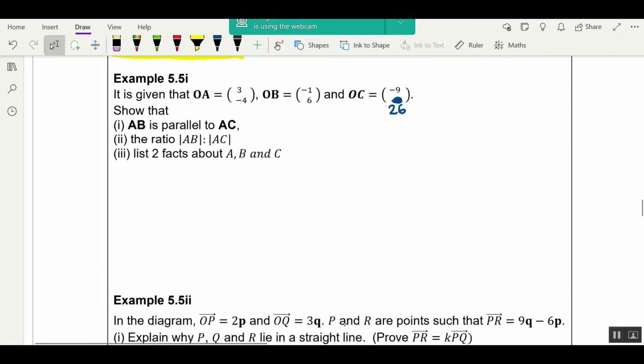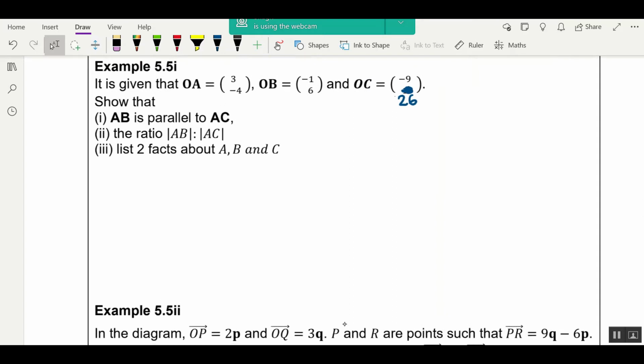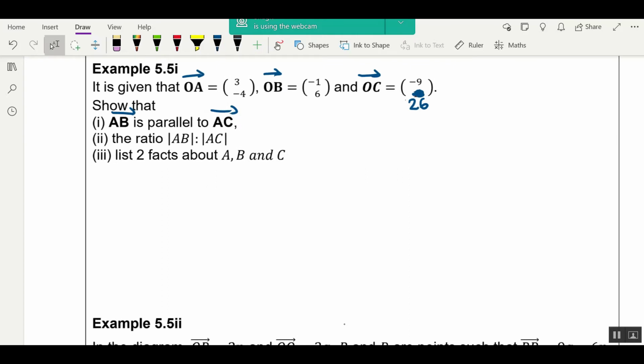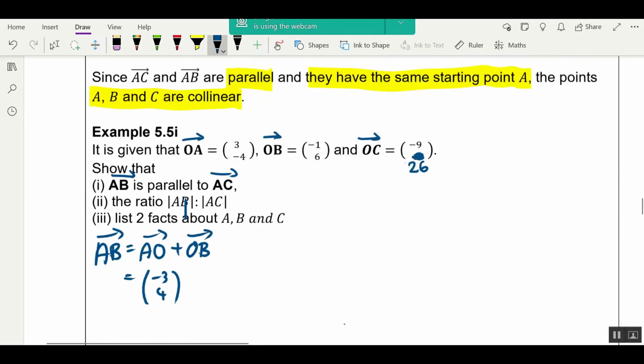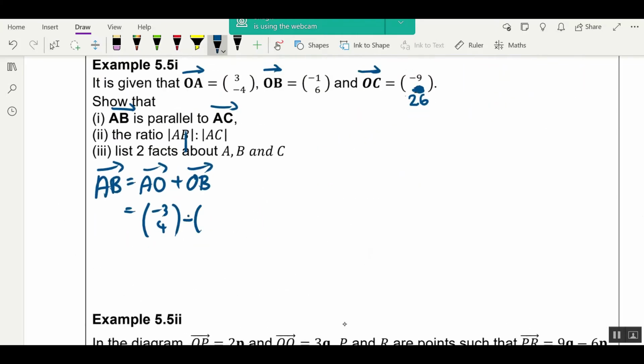So a typical kind of question, first part, they will ask you, sorry, there should be arrows on top of all the vectors, how do I show that AC is parallel to AB? So it's a show that question. First, let's find out what AB is using our triangle law or maybe interchange law, AO plus OB. AO is (-3, 4) and not (3, -4). Be careful because we changed the direction. Plus OB, OB is (-1, 6), and you will get (-4, 10).